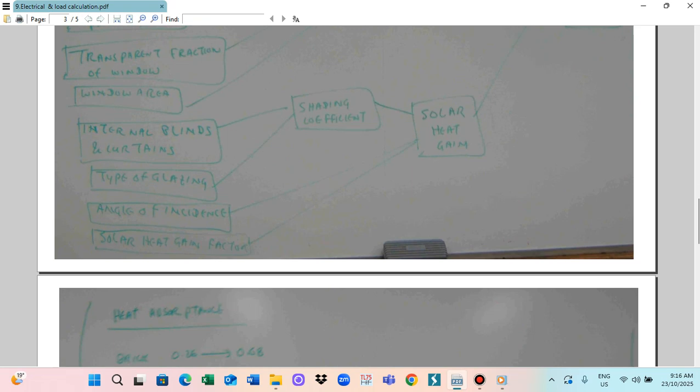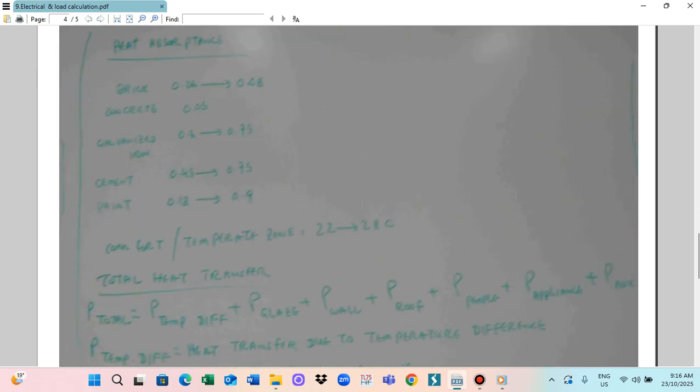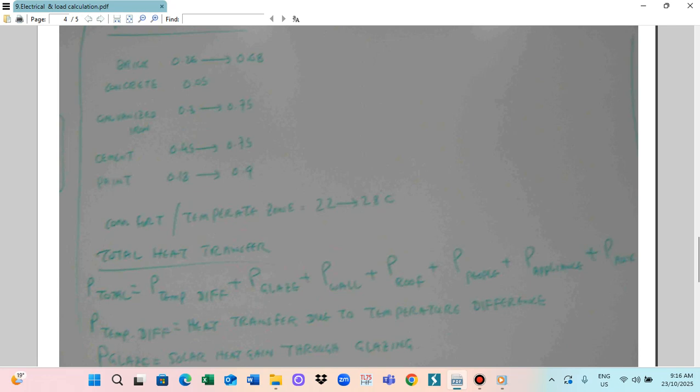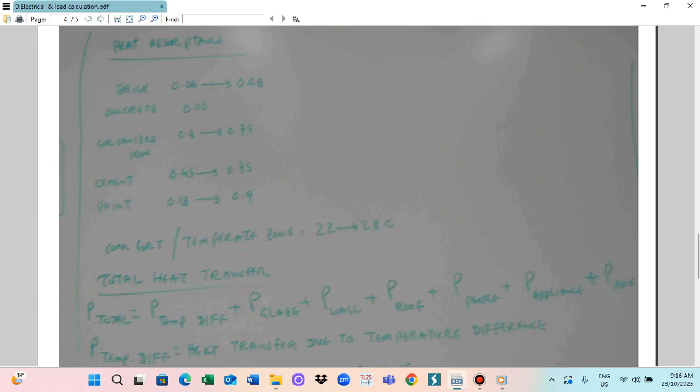Now some technical data. For bricks, the heat absorbance data are 0.26 to 0.68, concrete is 0.05, galvanized iron is 0.3 to 0.75, cement is 0.45 to 0.75, and paint is 0.18 to 0.9. So those are the heat absorbance data of commonly used building materials. By using this, you can calculate the absorption.